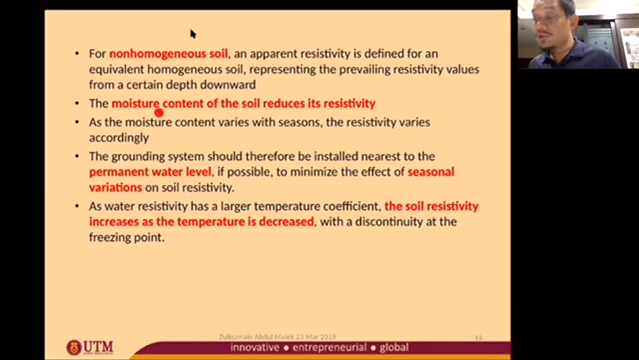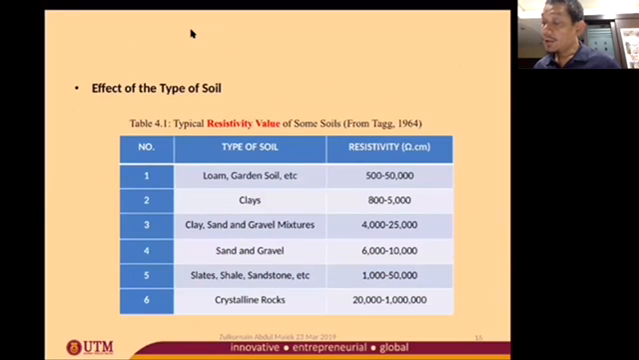The moisture content of the soil reduces its resistivity, as you know. The bigger the moisture, the smaller the resistivity of the soil. The water also, same. But if your water depends on the season, the bigger the water level, the smaller the resistivity, so it's better. And also the temperature: the soil resistivity increases as the temperature decreases. That means the colder the soil is, the higher the resistivity. Now these are the typical soil resistivities for various types of soil.